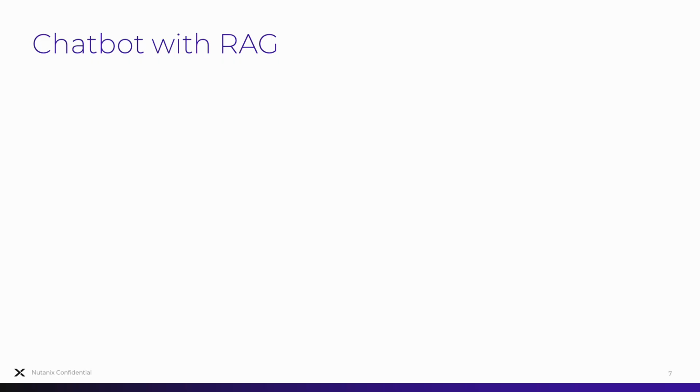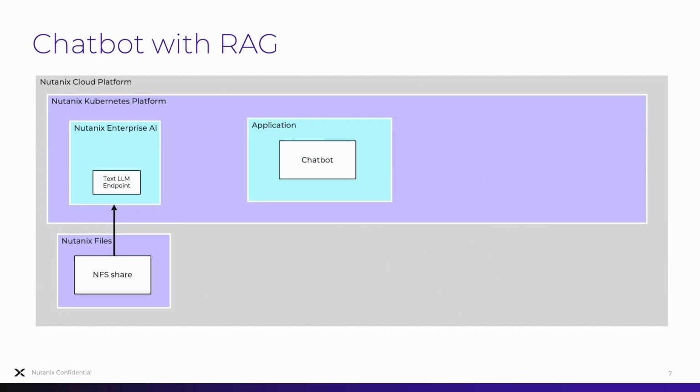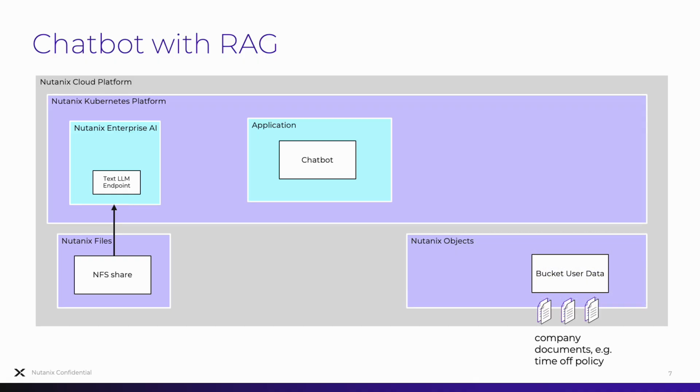So with that in mind, now to enhance our chatbot with retrieval augmented generation, it would look something like this. So we have those same components we saw in the first diagram where we have our LLM endpoint, we have our chatbot, and our model is hosted on our NFS share. But now we're expanding this. So we're introducing an object store where we have our company documents uploaded to a bucket.